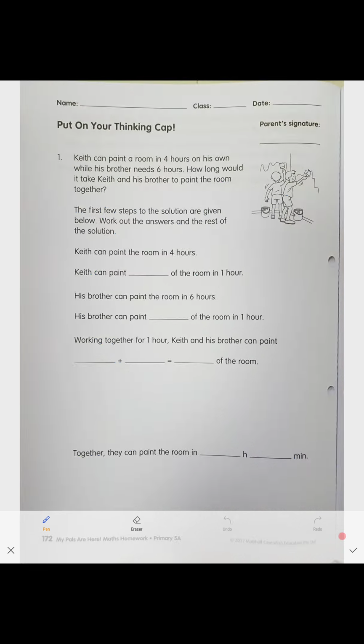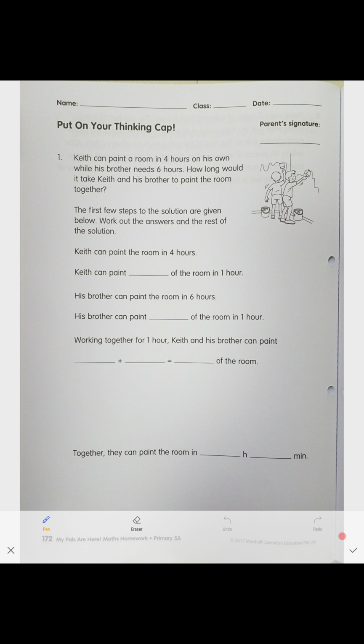Last thing I want to put in this video is the last page of this chapter. Put on your thinking cap. Alright, so read through the problem. Keith can paint a room in 4 hours on his own while his brother needs 6 hours. How long would it take Keith and his brother to paint the room together? The first few steps to the solution are given below. Work out the answers and the rest of the solution.